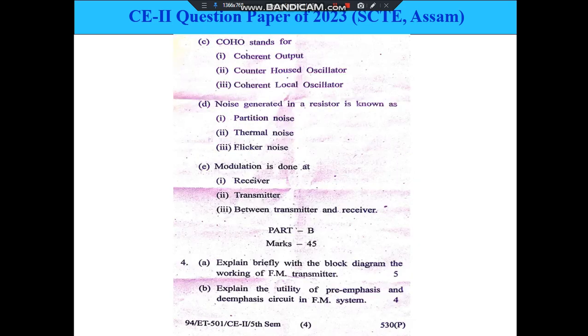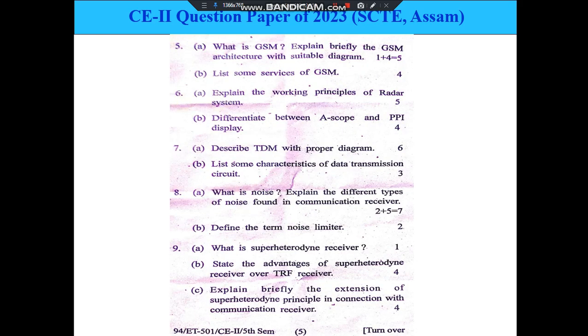So next, part B. In part B there are multiple questions, out of which we have to write only 5 questions. Each question carries 9 marks, so 5 questions make 45 marks. So these are the questions, 4, 5, 6, 7, 8, 9. Please go through these questions. I am not going to recite these questions.